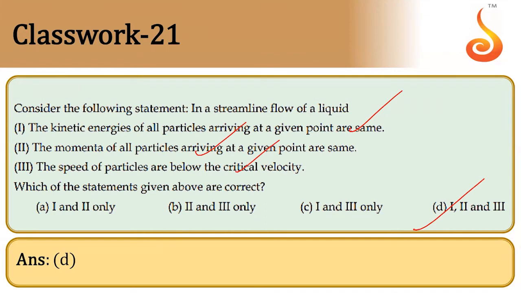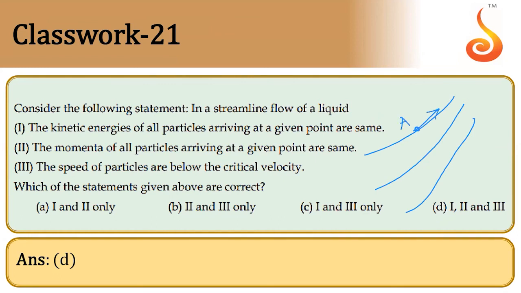In a streamline flow, say this is a streamline, all the particles upon reaching a particular point will move with the same velocity. So momenta will be same, kinetic energy will be same, and the speed will be below critical velocity. Then only it will become streamline flow. So option D is correct. All the three statements are correct. Next.